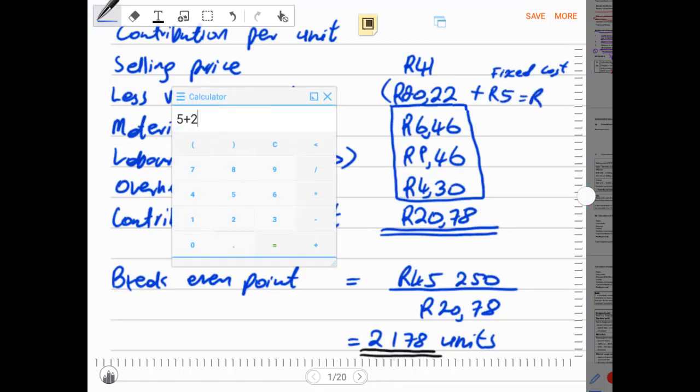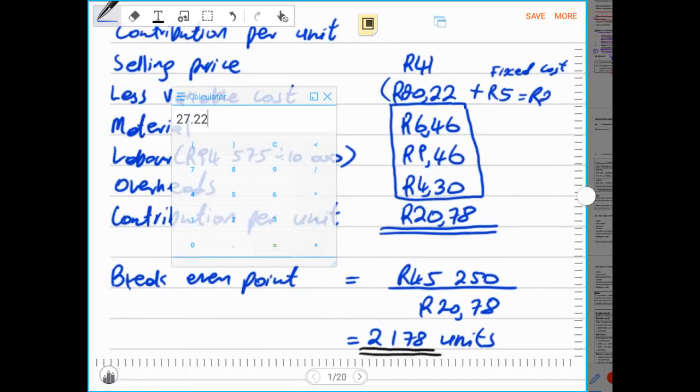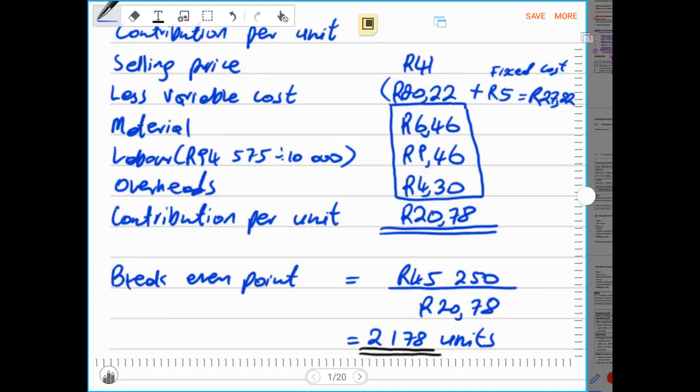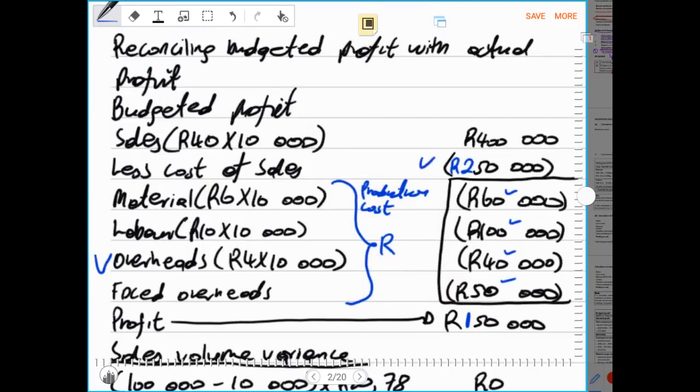Then after adding 5 rand to 22 rand 22 cents, that will give us 27 rand 22 cents. And if we multiply this by the 10,000 units that we wanted to manufacture, this gives us 272,000 rands. Let me just check if there is anything that I'm missing, because this is supposed to give me the same 250,000 rands that I have calculated here, where we have the cost per unit for this one, the per unit for this, and the per unit for this. Then after we add only our fixed cost.